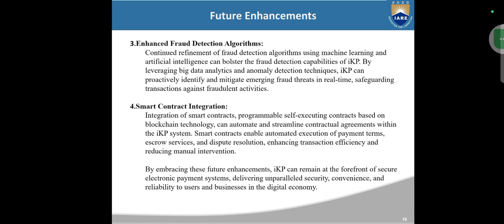Smart contract integration. Integration of smart contracts, programmable self-executing contracts based on blockchain technology, can automate and streamline contractual agreements within the iKP system. Smart contracts enable automated execution of payment terms, escrow services, and dispute resolution, enhancing transaction efficiency and reducing manual intervention. By embracing these future enhancements, iKP can remain at the forefront of secure electronic payment systems, delivering unparalleled security, convenience, and reliability to users and businesses in the digital economy.